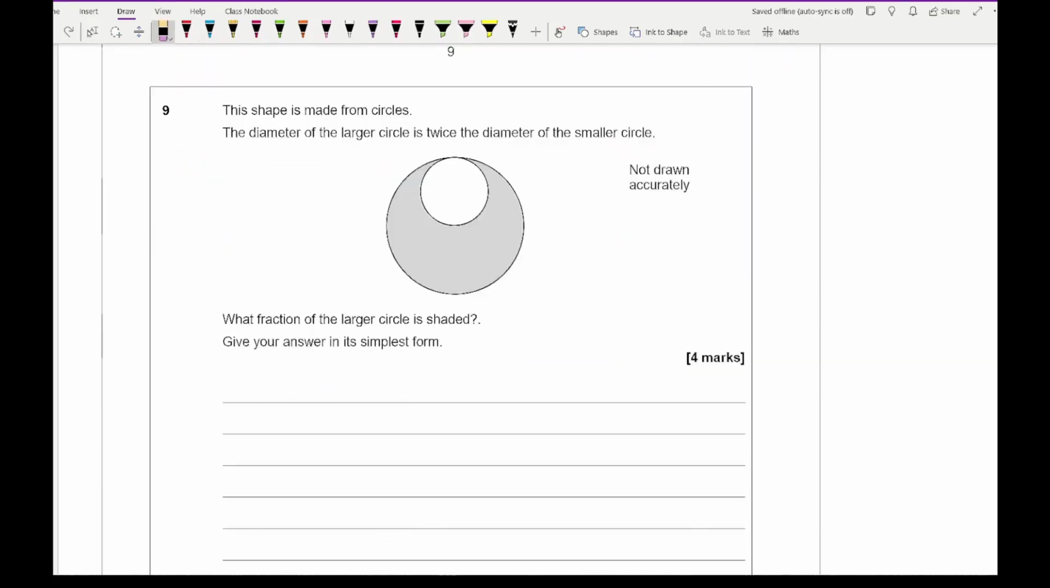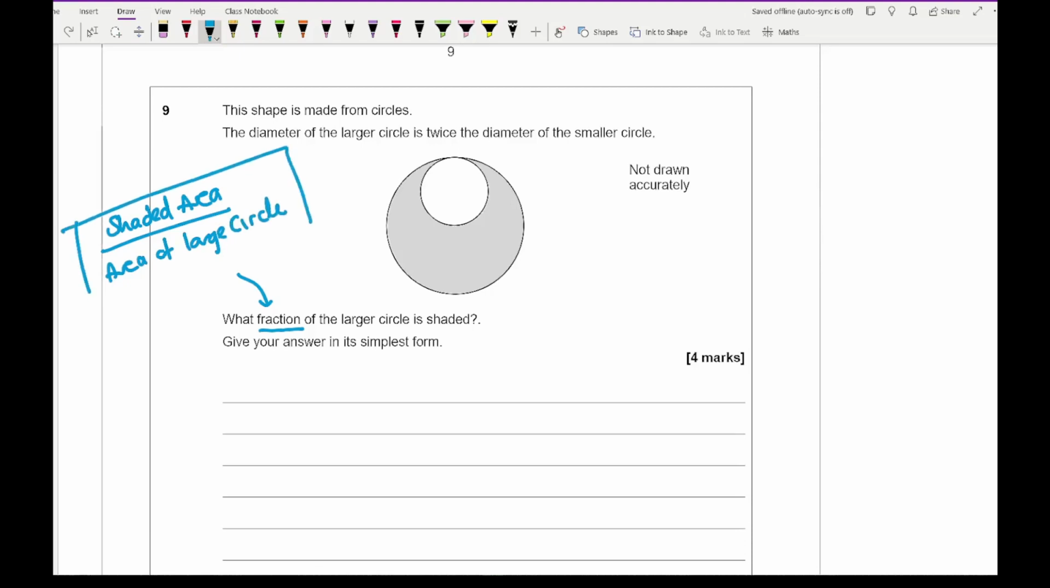So moving on to our last question, it says the shape is made from circles. The diameter of the large circle is twice the diameter of the small circle. What fraction of the larger circle is shaded? So what the fraction is asking me is basically the shaded area divided by the area of the large circle. So these are the two bits of information that I need to know.